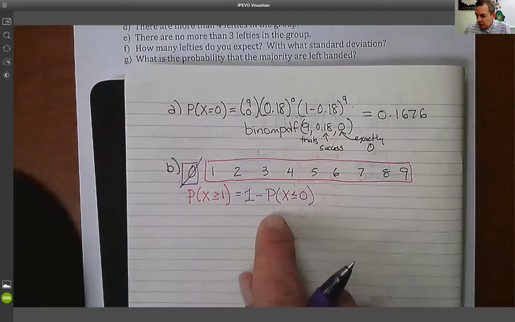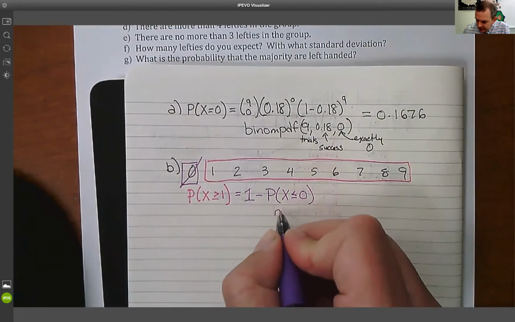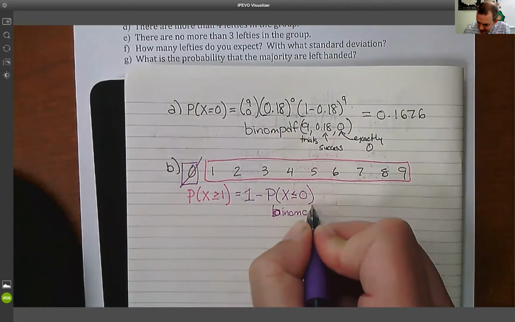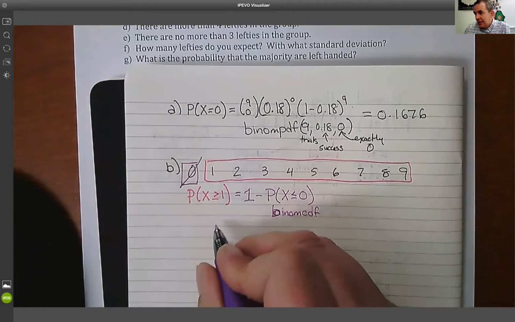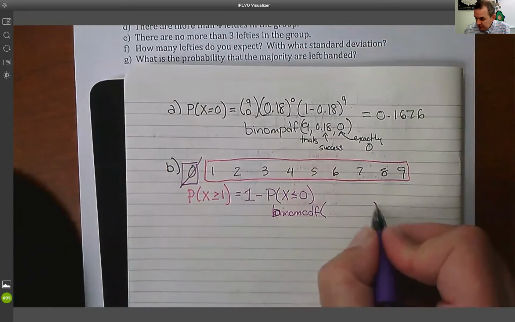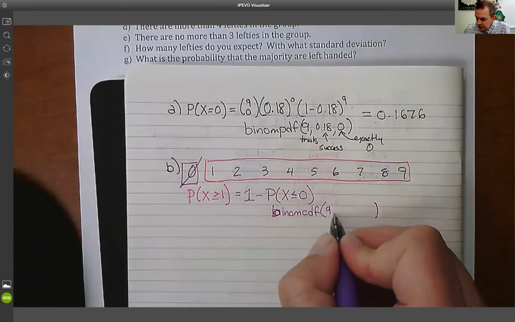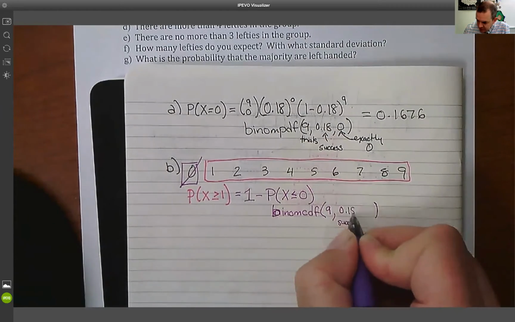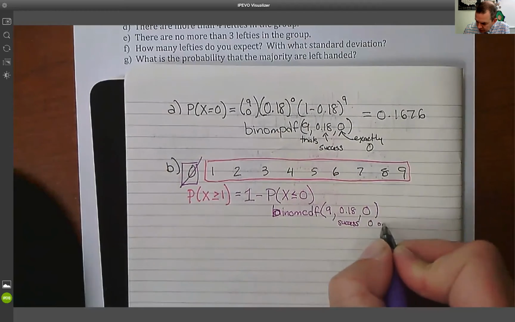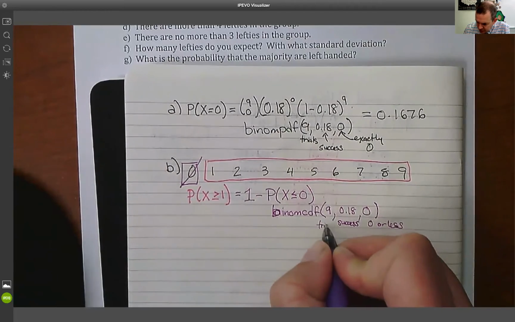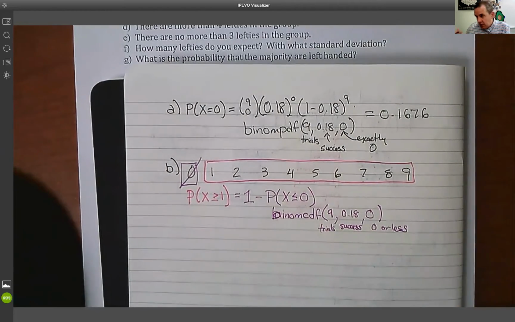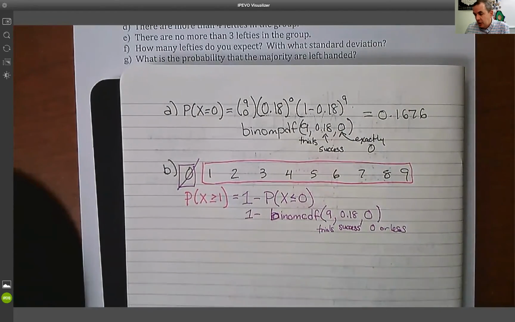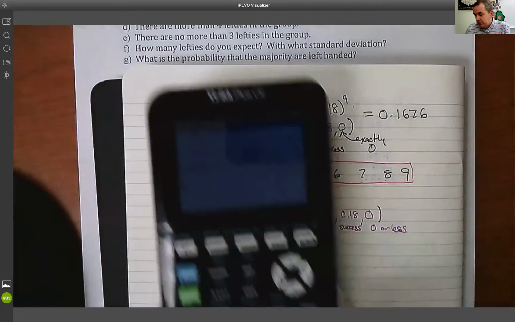Using the calculator, when we see less than or equal to 0, that is going to be a binomial CDF. CDF tells me number less, and it's the same arguments. So it's 9 trials, the probability of success is still 0.18, and this one I want 0 or less. I know that doesn't seem to make sense, because you can't have less than 0, but I'm going to call it that. So 1 minus binomial CDF 9, 0.18, 0. That's going to tell me the probability of greater.